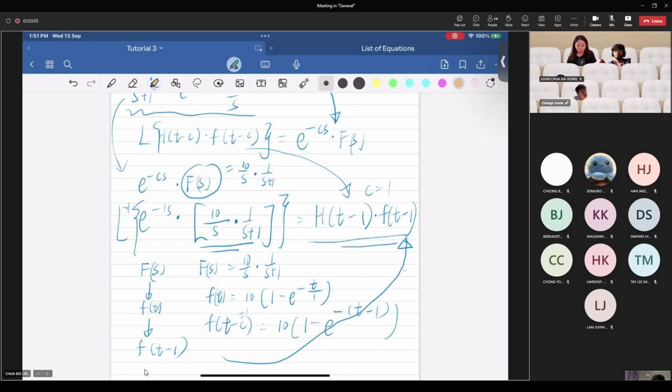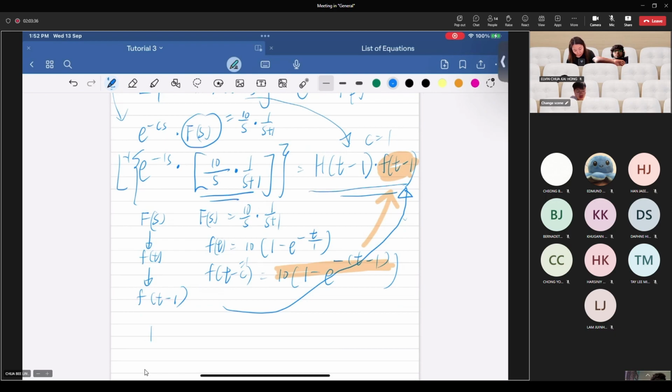So you already solved this part based on the answer of this one. Then you sub into this equation. You'll have h(t minus 1) dot 10 times (1 minus e to the negative (t minus 1)). So you'll have the final answer h(t minus 1) dot 10 times (1 minus e to the negative (t minus 1)), bracket.